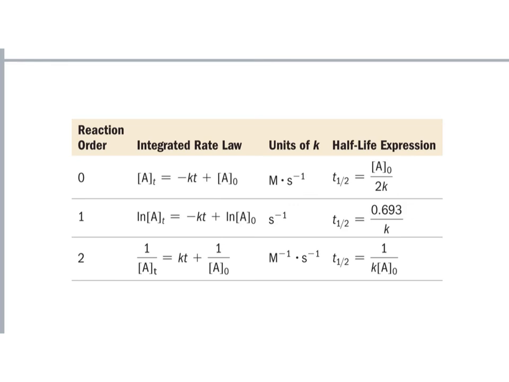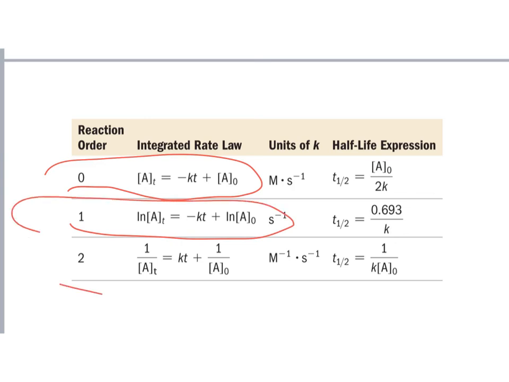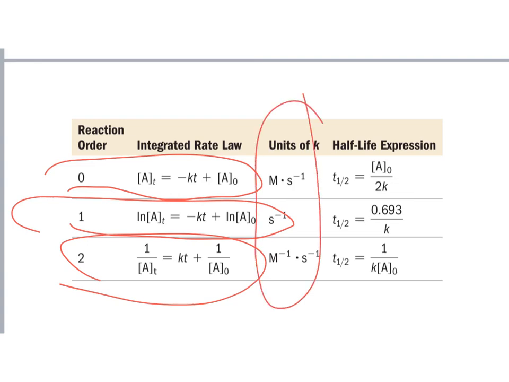So these integrated rate laws are going to be different for each reaction order. We just started off by talking about what the integrated rate laws might look like. The integrated rate law for zeroth order is this. For first order is this. For second order is this. We can also determine the units of k for each order, and then we can also talk about what we call the half-life expression.